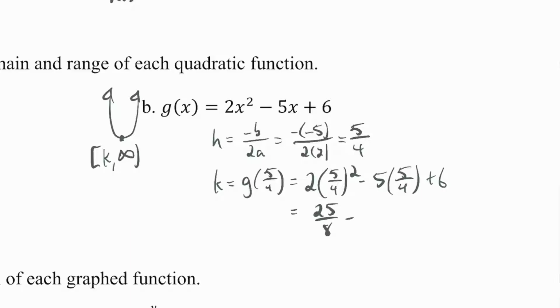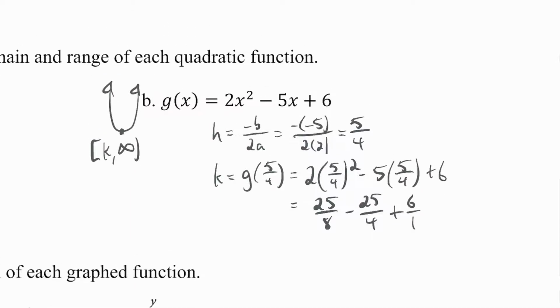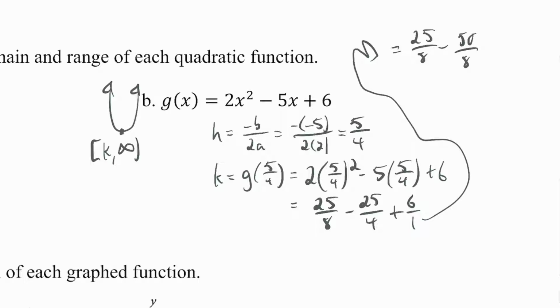25 over 8 minus 25 over 4 plus 6 over 1, and we're going to get a common denominator in a moment. So let's take this up here, because I want to have room for my answer down here. So 25 over 8 minus 50 over 8 plus 48 over 8. So that's going to be 23 over 8. Just checking that that's right. I believe that's right. I don't see any mistakes.